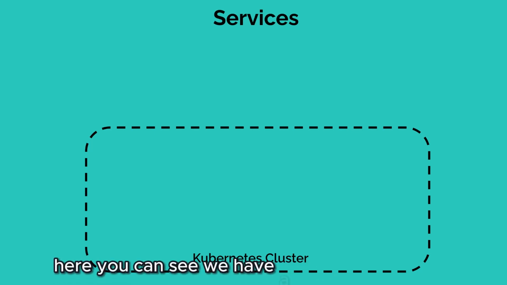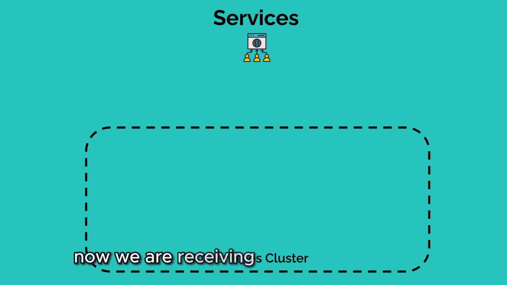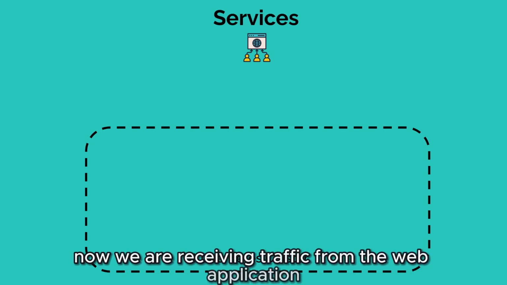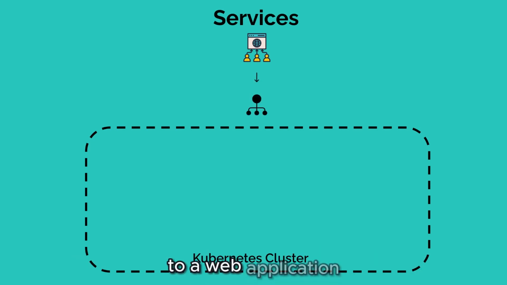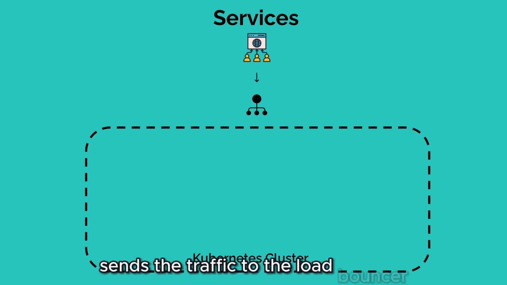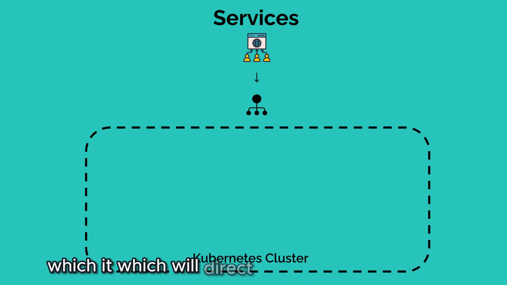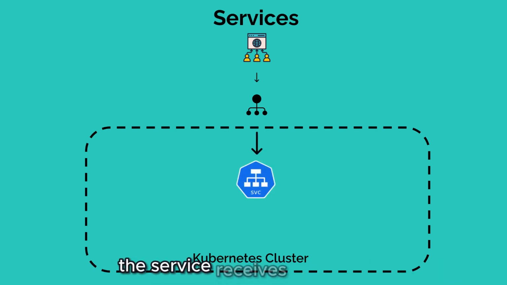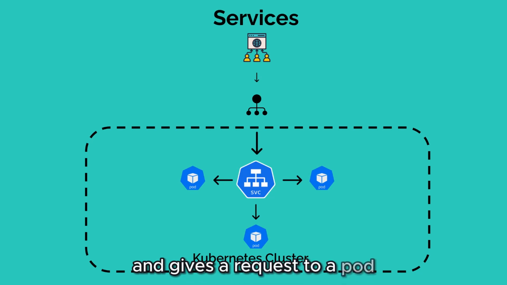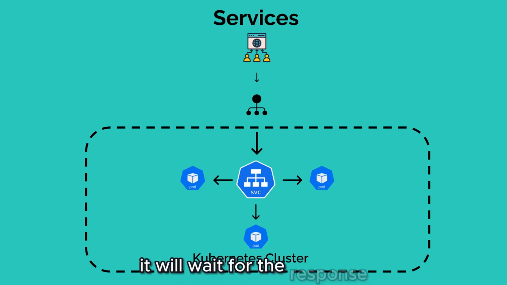Here you can see we have a Kubernetes cluster. Now, we are receiving traffic from the web application. The web application sends the traffic to the load balancer, which will direct the traffic to the service. The service receives the request and gives the request to a pod. It will wait for the response and send it back to the web application.